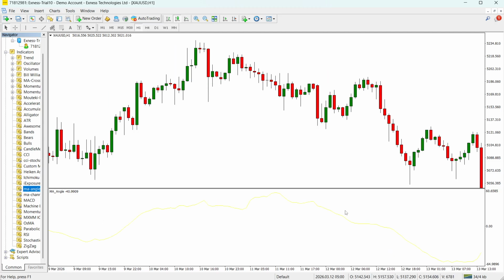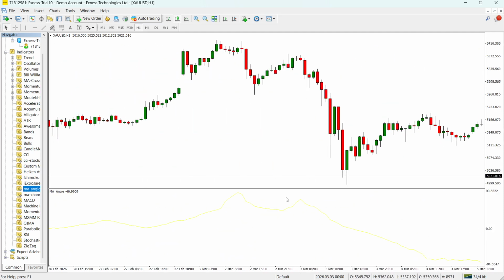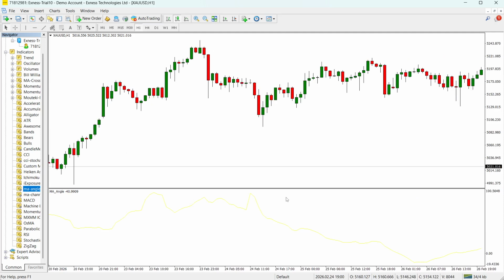Steeper positive angles suggest a strong upward trend, while steeper negative angles suggest a strong downward trend. Readings near zero indicate a flat or sideways moving average, suggesting consolidation or lack of clear direction.